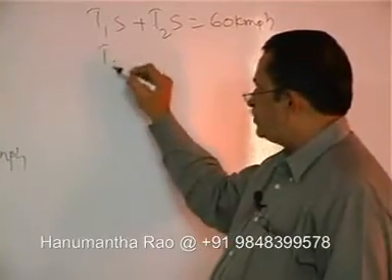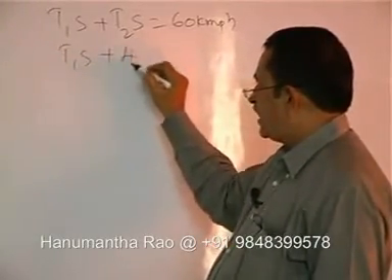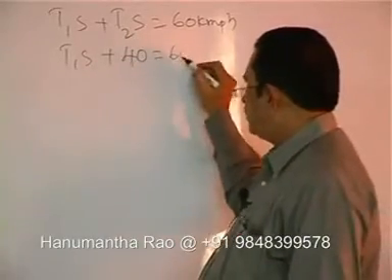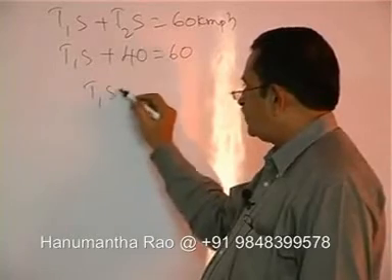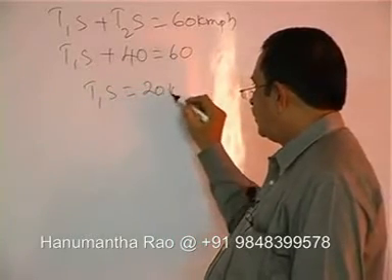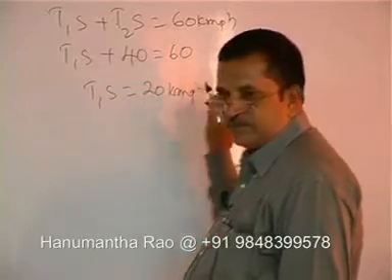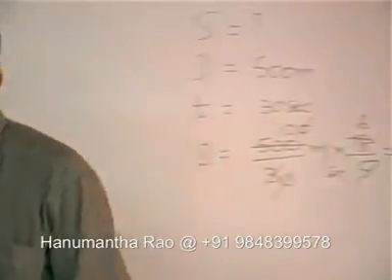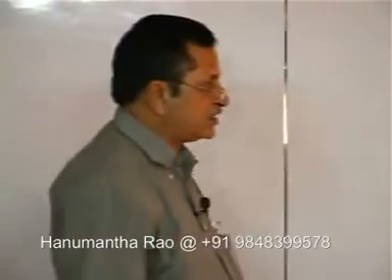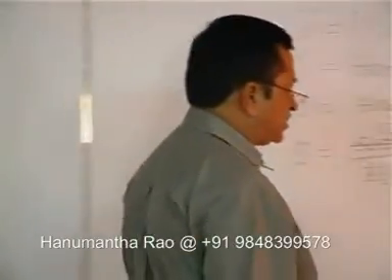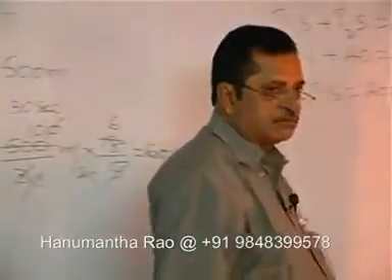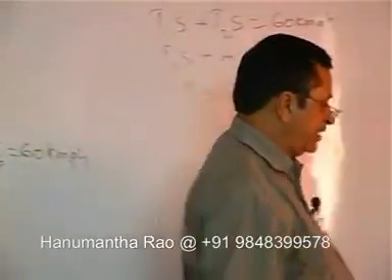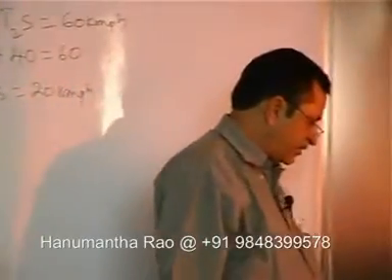First train speed we don't know. Second train speed is 40 kilometers per hour. So train 1 speed plus 40 is equal to 60. So train 1 speed is 20 kilometers per hour. So the speed of the first train is 20 kilometers per hour.